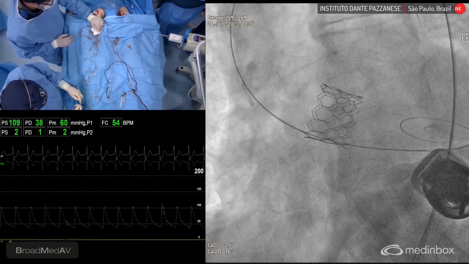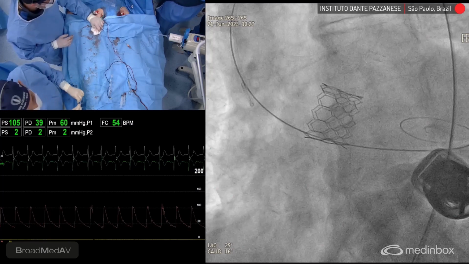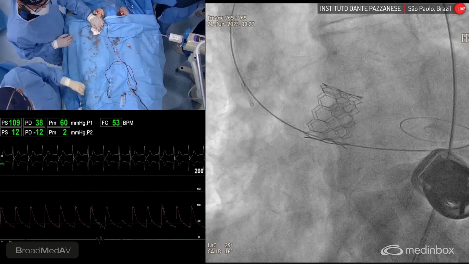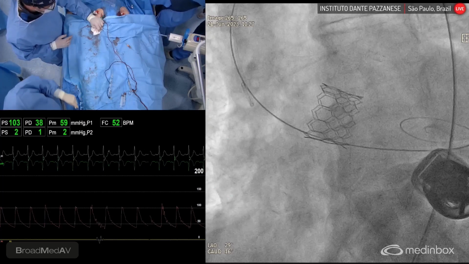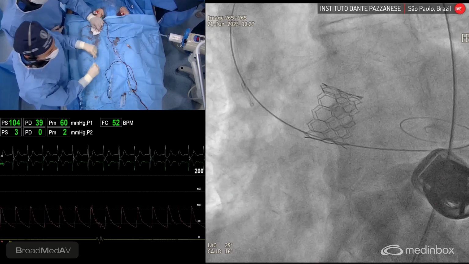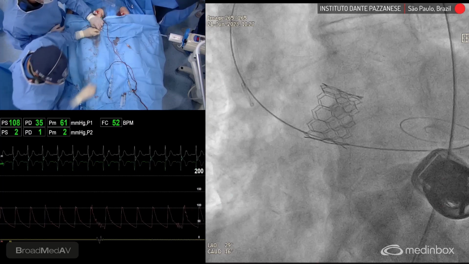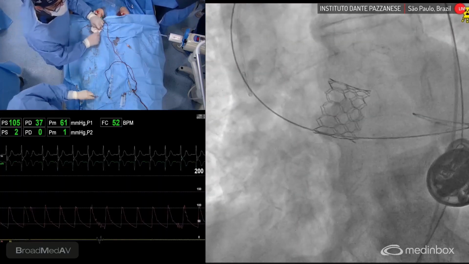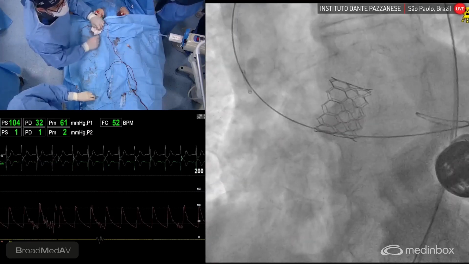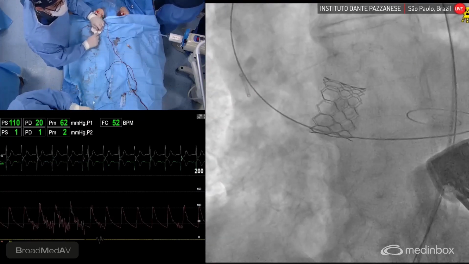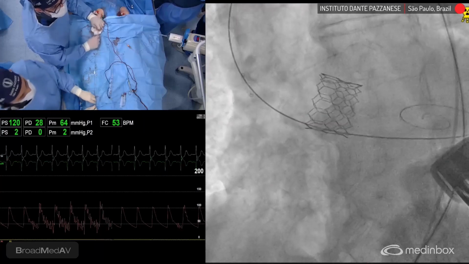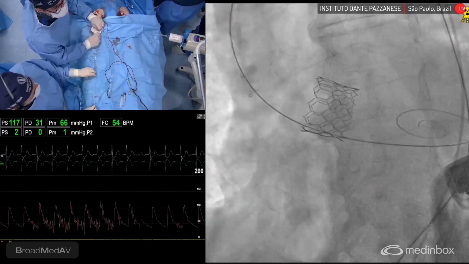Also, Professor, Dimitri is taking the pigtail, and meanwhile Wendy can tell us the echo measurements. The prosthetic gradient, the maximal gradient, is 4, and the mean is 2. Okay, great. So can you show the echo images now, please?